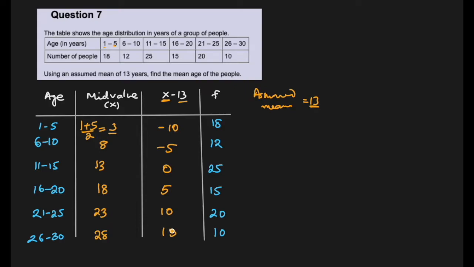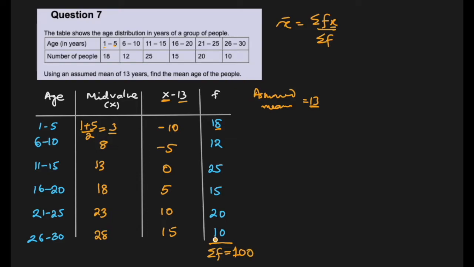And then we have 15 here, right? And normally we have the mean. Well, let's say x bar is equal to sigma fx over sigma f, right? Multiply frequency with x and divide by sigma frequency. So sigma f is here. Have they given the total number of people? No. So we'll add them. 18 plus 12 is 30, 55, 70, 90, 100.